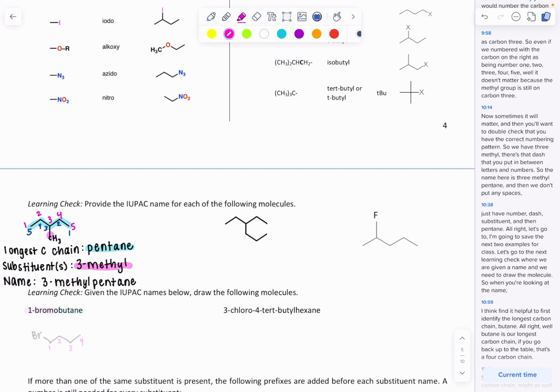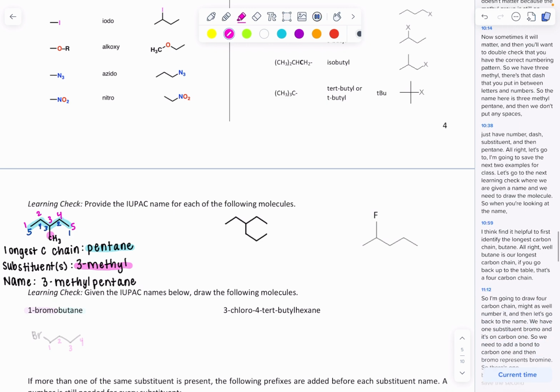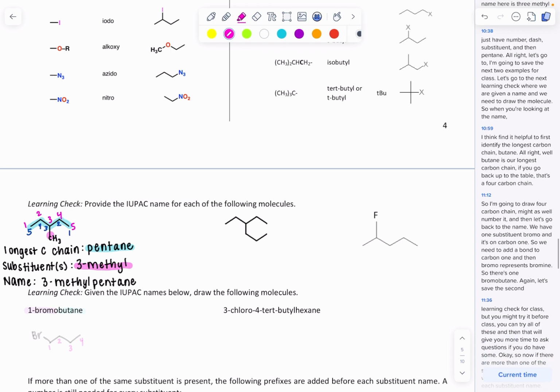All right, I'm going to save the next 2 examples for class. Let's go to the next learning check where we are given a name and we need to draw the molecule. So when you're looking at the name, I find it helpful to first identify the longest carbon chain, butane. All right, well, butane's our longest carbon chain.